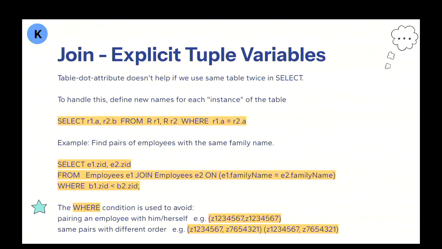So what we need to do is specify a unique alias for each instance of the table here. For the first instance of the employees table, we name it as E1. For the second instance of the same table, we name it as E2. And since we are generating pairs of employees, we select the ZID for the first employee, we select the ZID of the second employee, and then we join them together on the condition that they have the same family name. So that's how we do this.